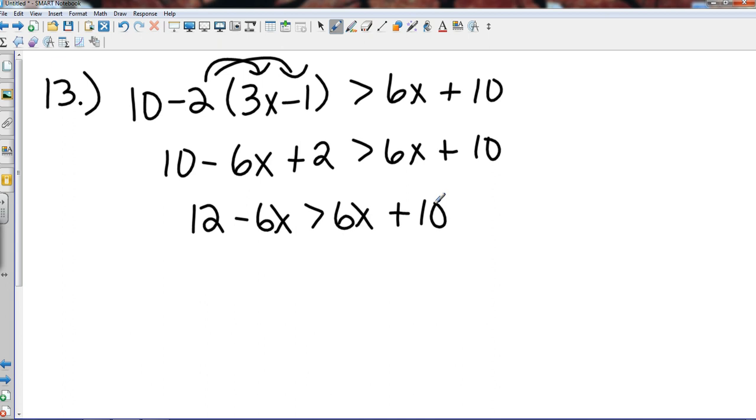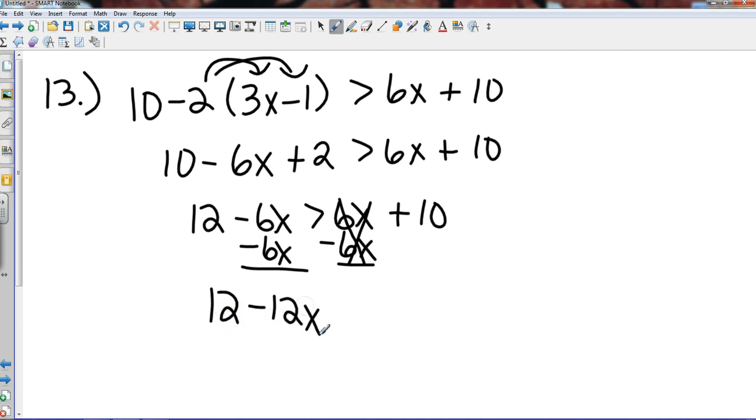Now right here, some of us might be thinking, well, there's a 6x, I should cancel those. But they're not the same. One of them is negative, one of them is positive. So what I'm going to do, because I want everything on my left-hand side, is I'm going to go ahead and subtract this one, just so it will remain on the left side. And that gives me 12 minus 12x is greater than 10.